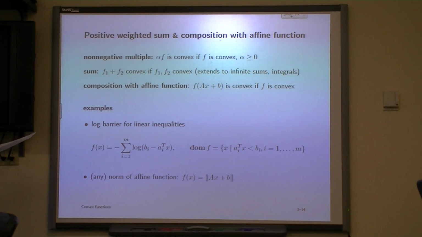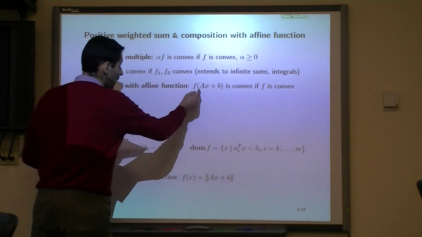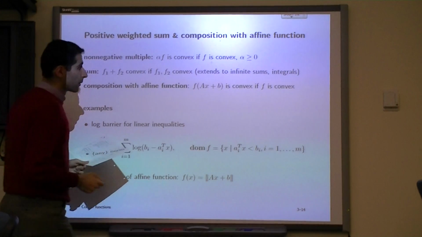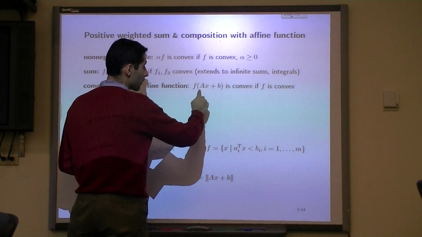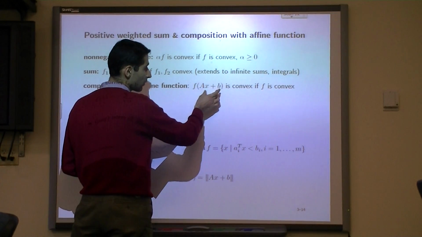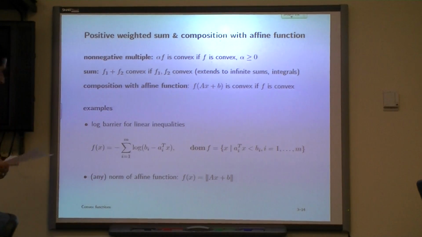And composition with the affine function: ax plus b is affine. If we have the function of the affine function, the result is convex.